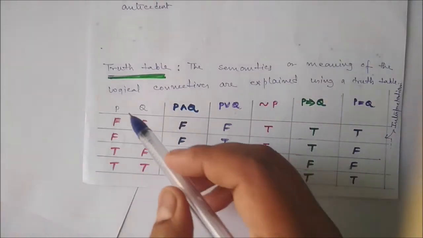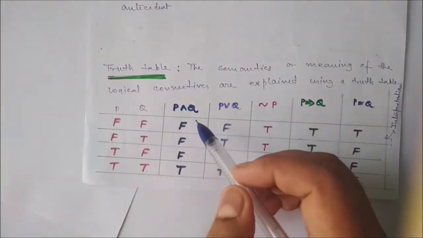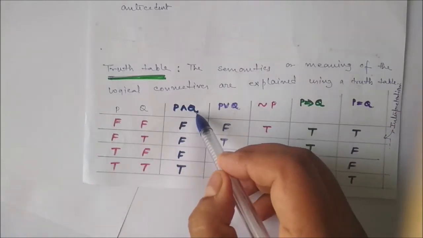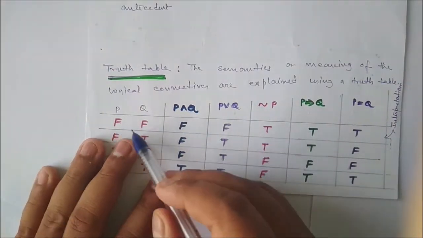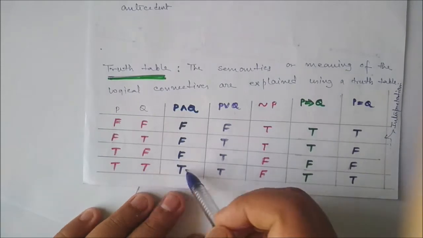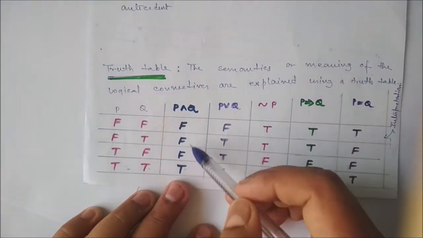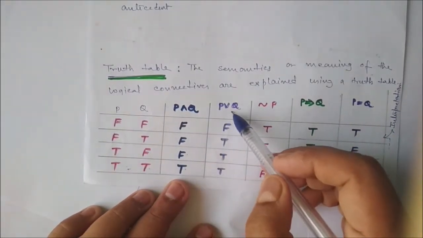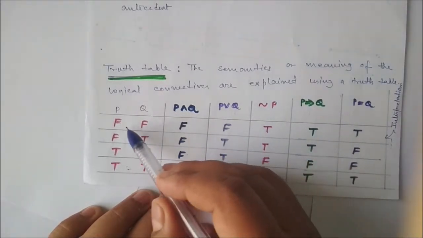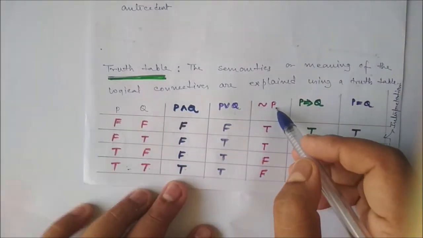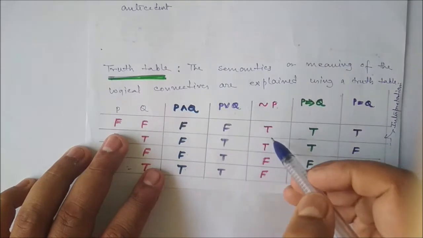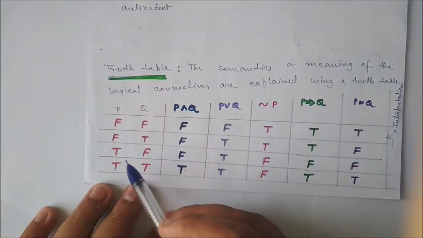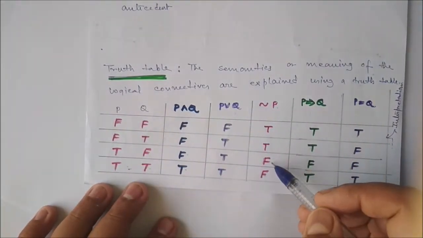You can see two propositions are there, P and Q. So P and Q is what? It will be true if both are true, otherwise it will be false. P or Q, it will be false if both are false. Not P. You can see here, if it is false, then it is true. If it is true, then it is false.